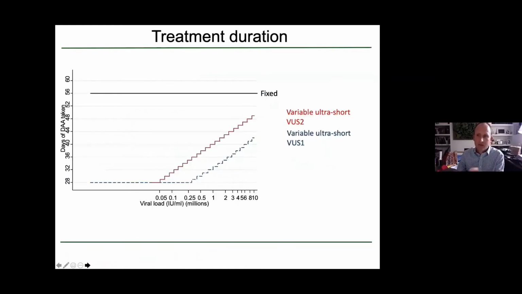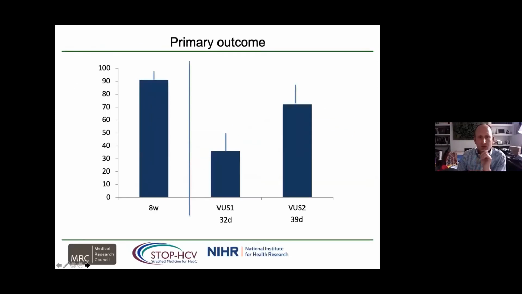And it's slightly different, so the duration of therapy was based on a continual scale based on the viral load at baseline, trying to reflect a little bit more the biological reality of what goes on in patients. And what we found was that cure rates for the fixed dose strategy were just over 90%, with the very short ultra short strategy 1, which is only a mean of 32 days of therapy, cure rates in the region of 36%, so quite low and certainly not high enough to be generalizable, but a relatively small increase in 9 days with the second strategy doubled the SVR rate to 72%.